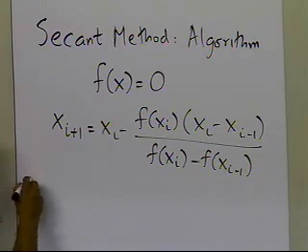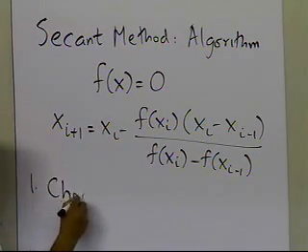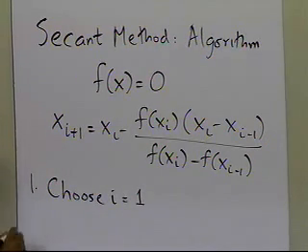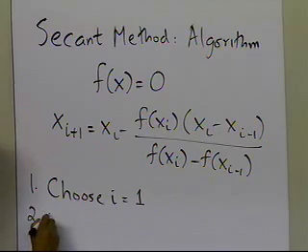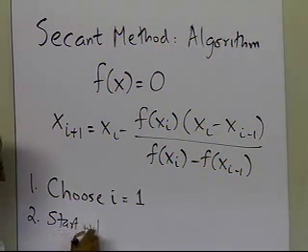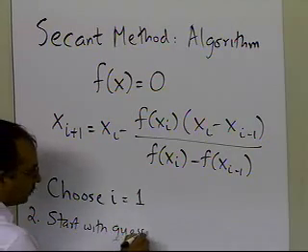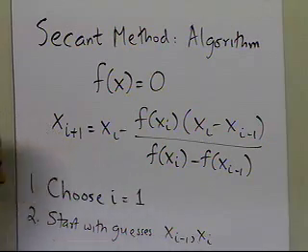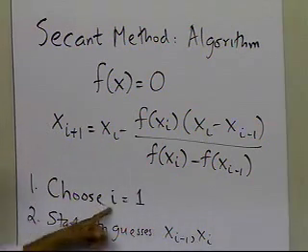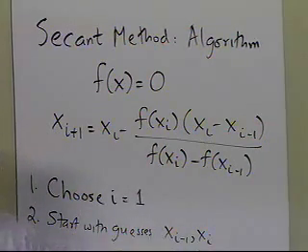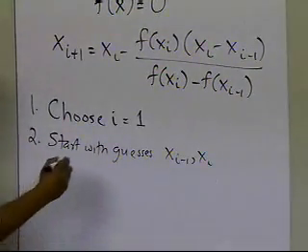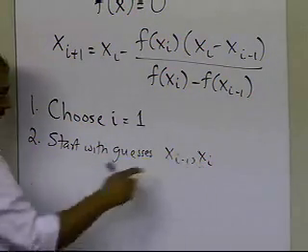So let's write it down. I'm going to choose i equal to 1, and then I'm going to start with guesses x of i minus 1 and x of i. So in this case, when i is equal to 1, I'll have x naught and x1 as two initial guesses of the root itself. So I'll start with the initial guesses x of i minus 1 and x of i.